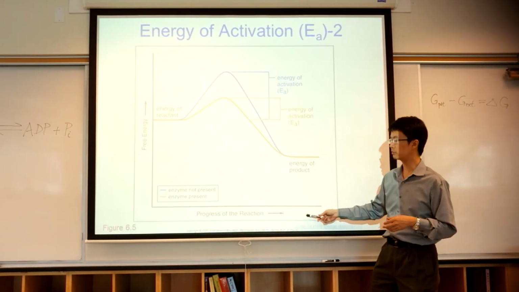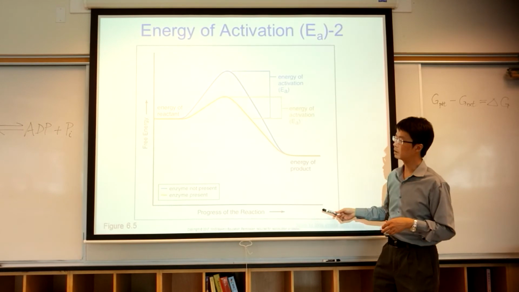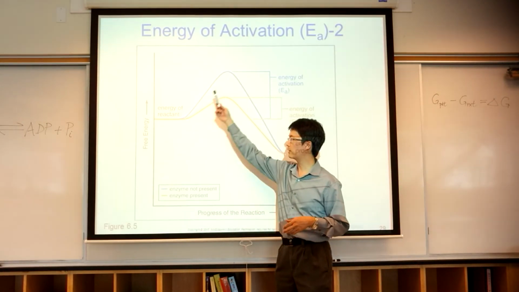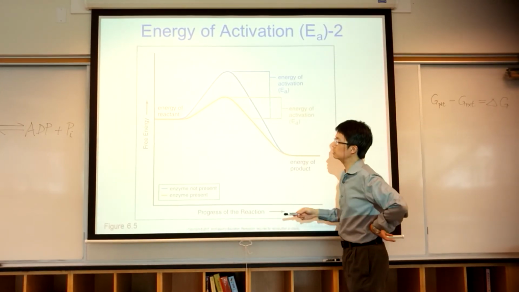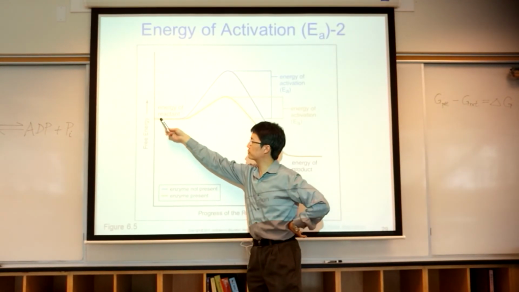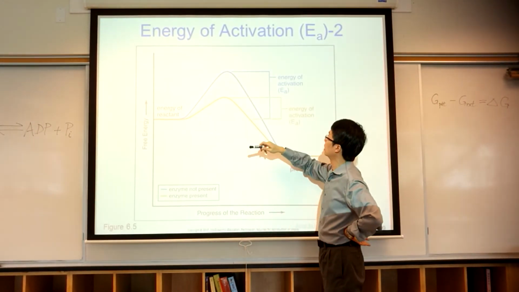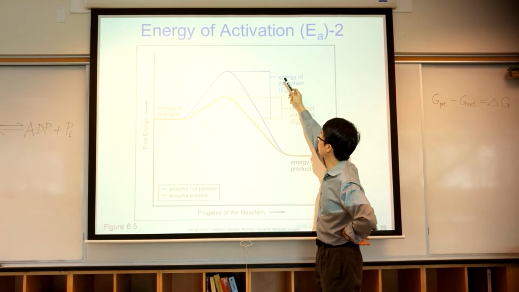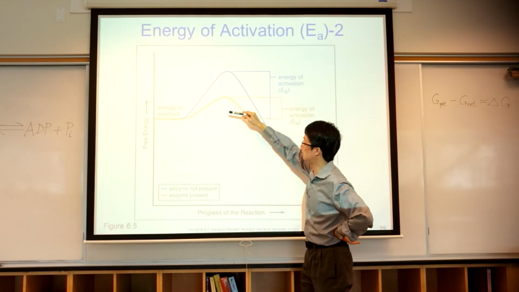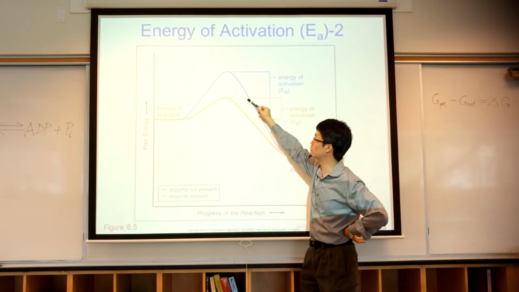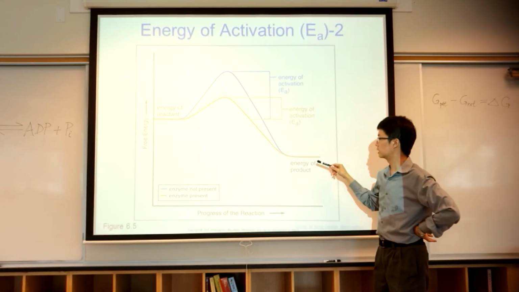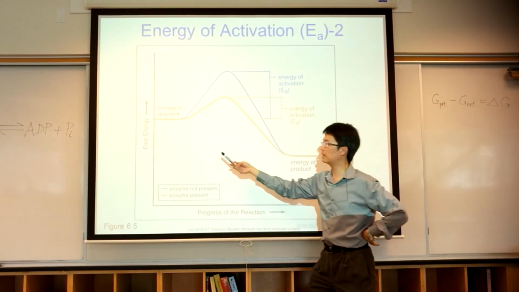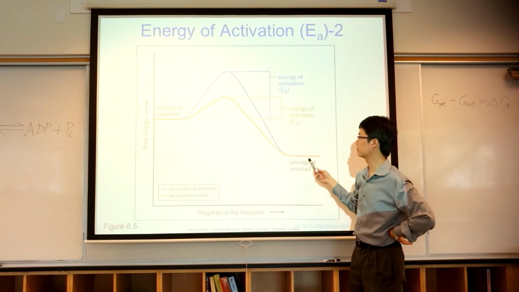The x-axis is the progress of the reaction. You can call it time. The y-axis is the amount of energy. So originally the energy of the reactant is here, and the blue curve is the original reaction without enzyme. You may call the reactant A and B, and this is the product, C and D.